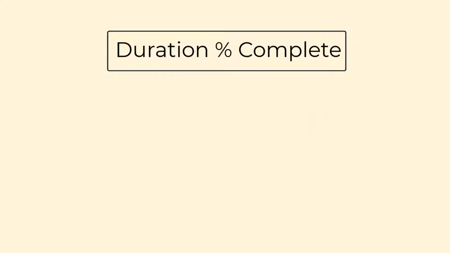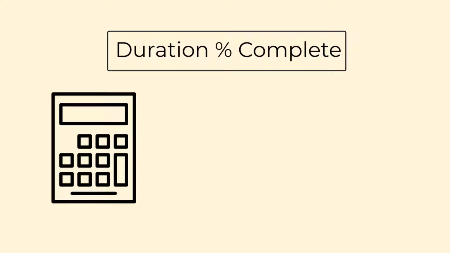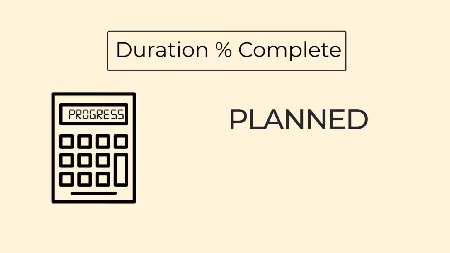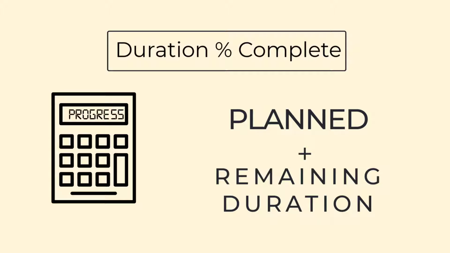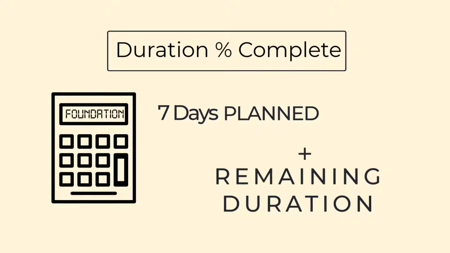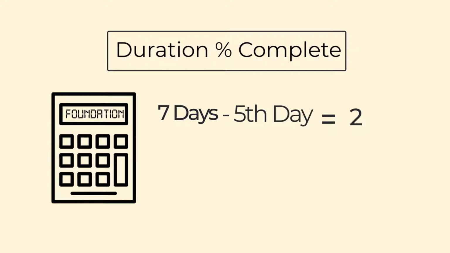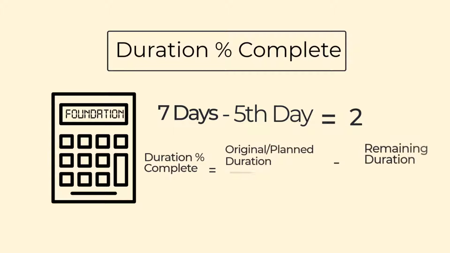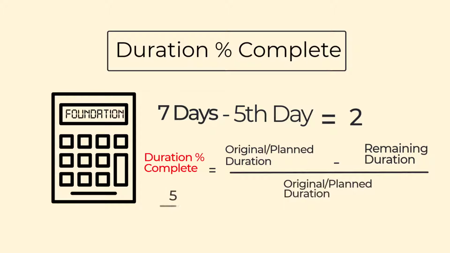Duration percent complete is the method for calculating the progress from planned and remaining duration values. For example, foundation activity is a 7-day planned duration activity. Suppose that we have started foundation and it is the 5th day. The remaining duration is 2 days. Primavera uses this formula to calculate the percentage. The percentage calculation is 71%.